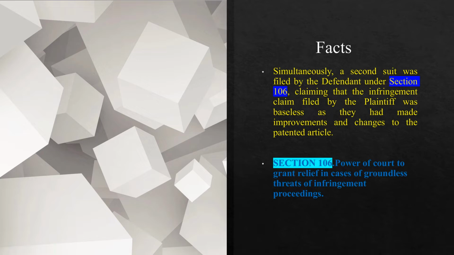So that means the plaintiff argued on its behalf and the defendant argued on its behalf. Please remember these two particular sections, that is section 108 and section 106 of the Patents Act 1970. Fine, let us proceed.